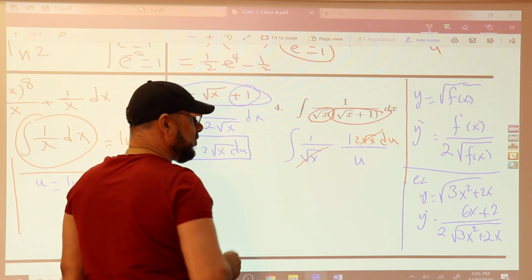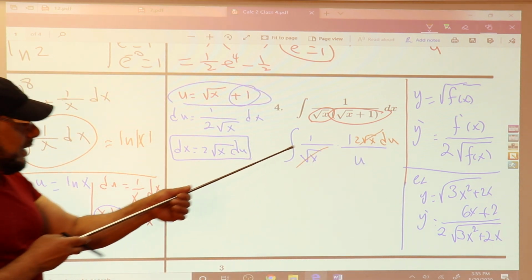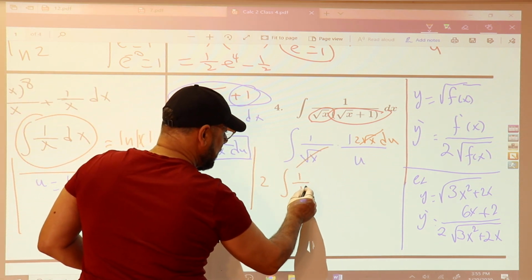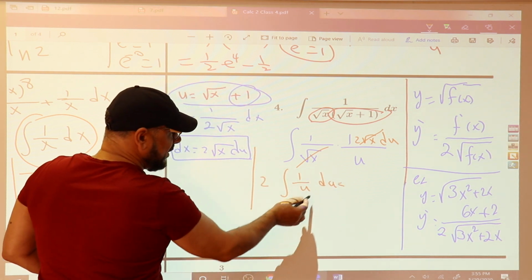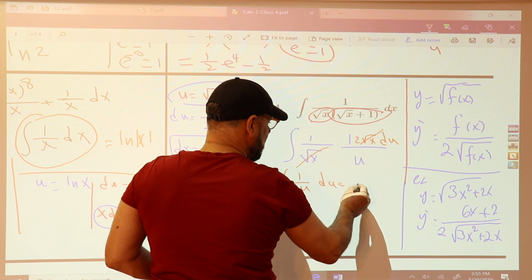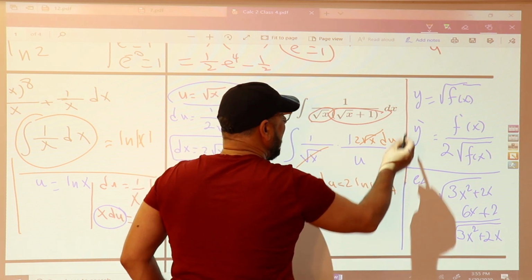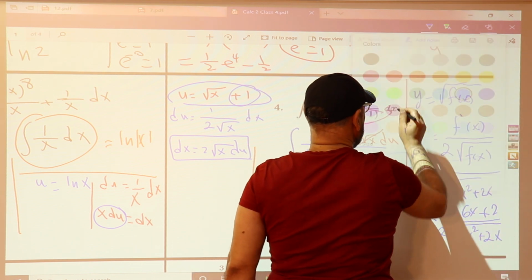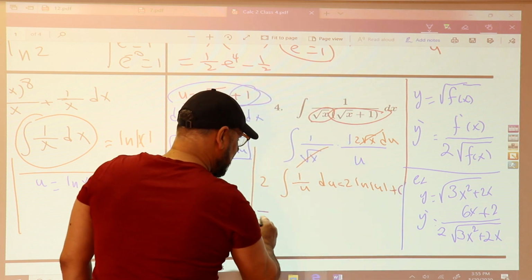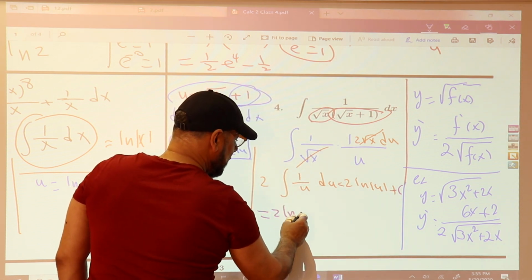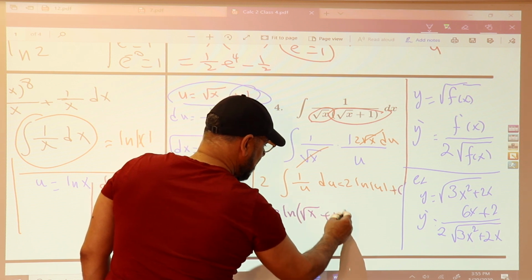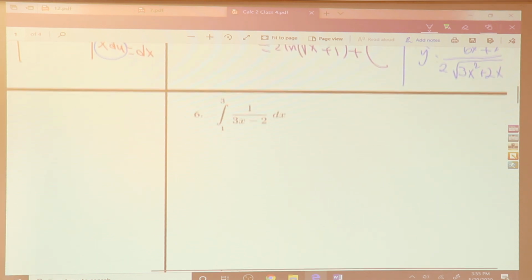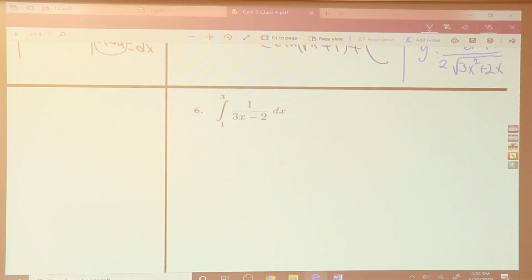That helps us to cancel which one? This guy. Okay, then the 2, we'll take the 2 as a constant outside. 2, 1 over u du. And you remember the integration of 1 over u is ln u. 2 ln u plus what, guys? Plus c, always, don't forget, which is my final answer, 2 ln square root of x plus 1, plus c. Okay, I have still time, right? This is easy, right?